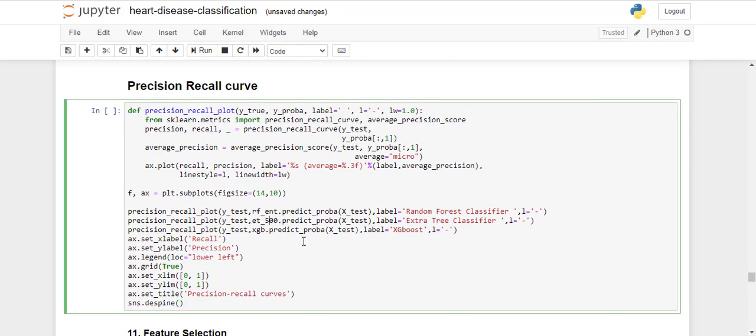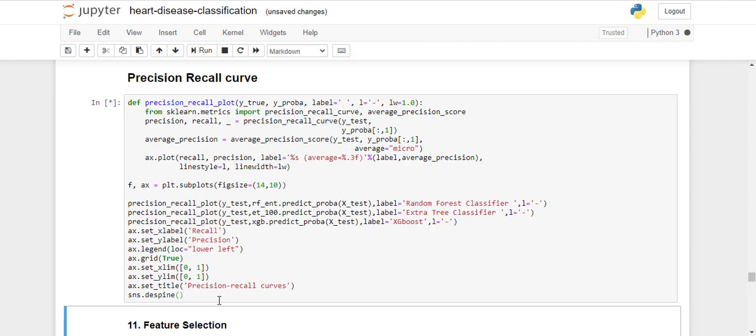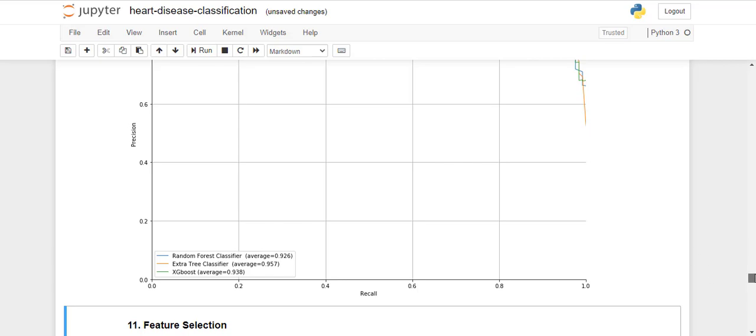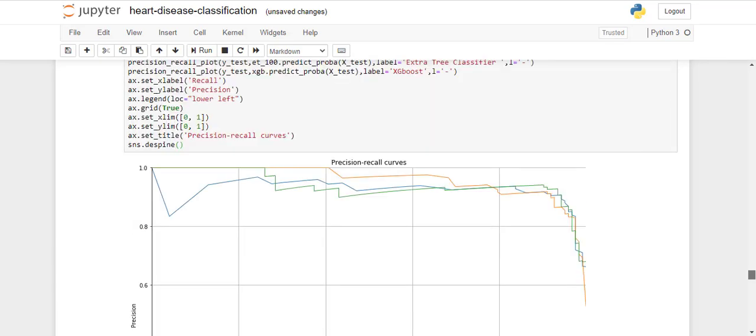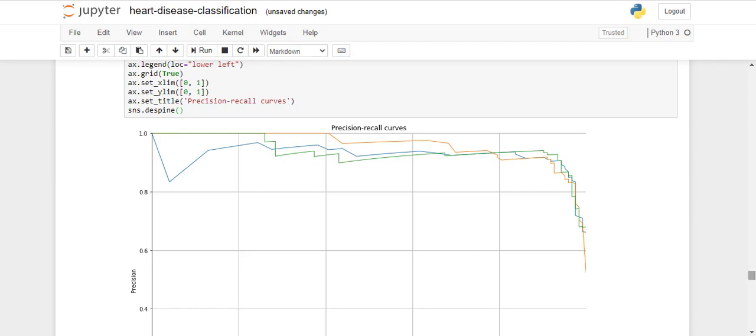Now let's plot the next precision recall curve. So in the precision recall curve, what is the average value which is highest? This is just the opposite of ROC. As you can see in ROC, here is our ideal curve, this one. But in precision recall, it is just the mirror image. Okay, this is the ideal.